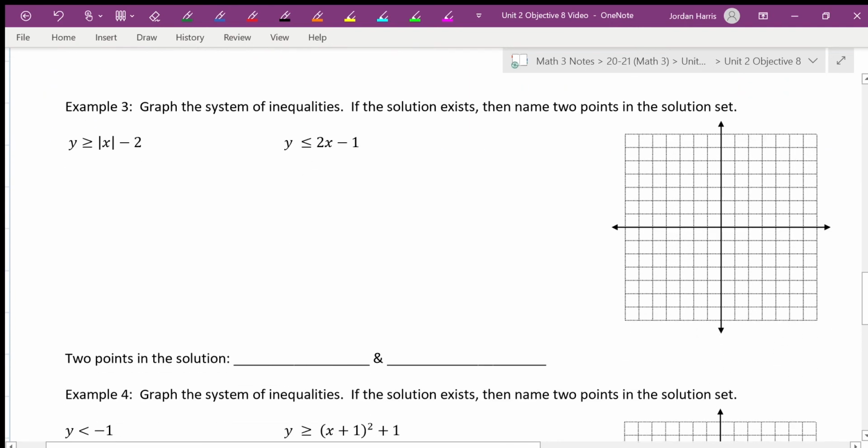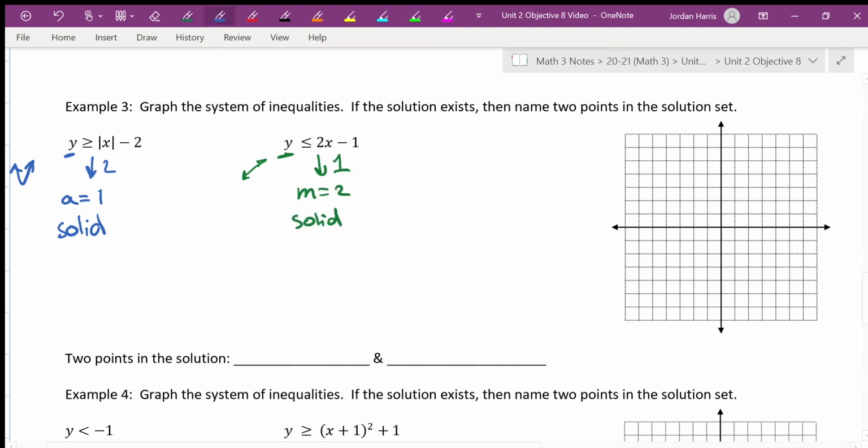Example 3. Okay, same thing, but now we're dealing with other types of functions. So still going to do 1 blue, 1 green. This is a down 2 shift, then an a value of +1. And remember, this is V-shaped. And we've got to think solid. In this case, this one is a line with a down 1 shift and an m value of 2, also solid.